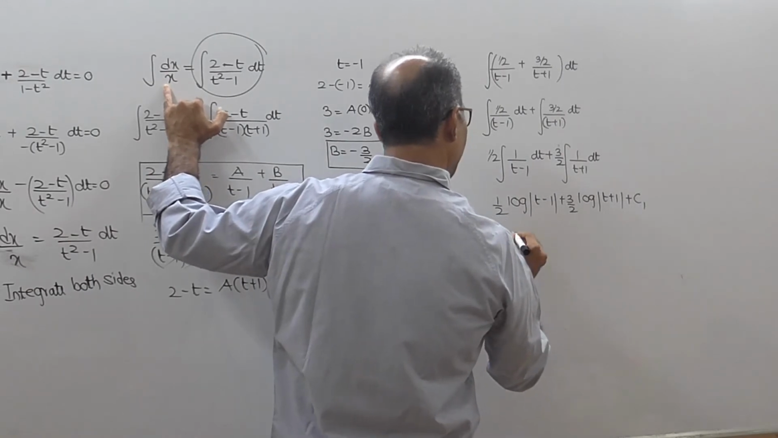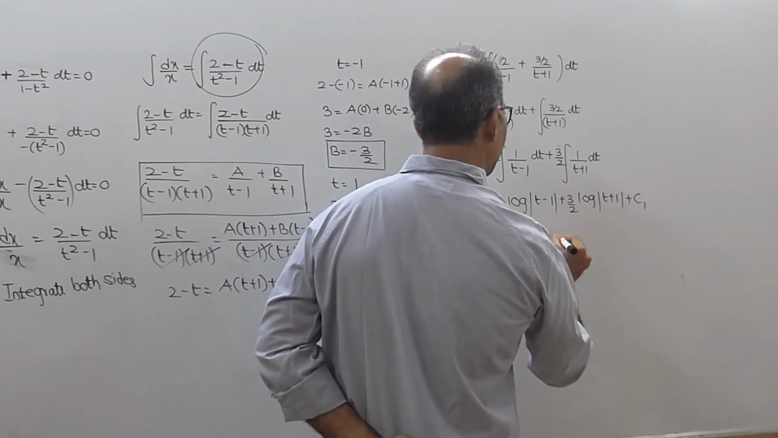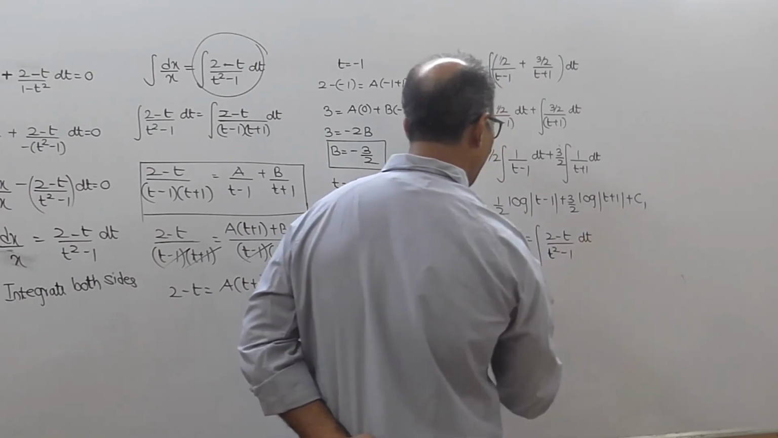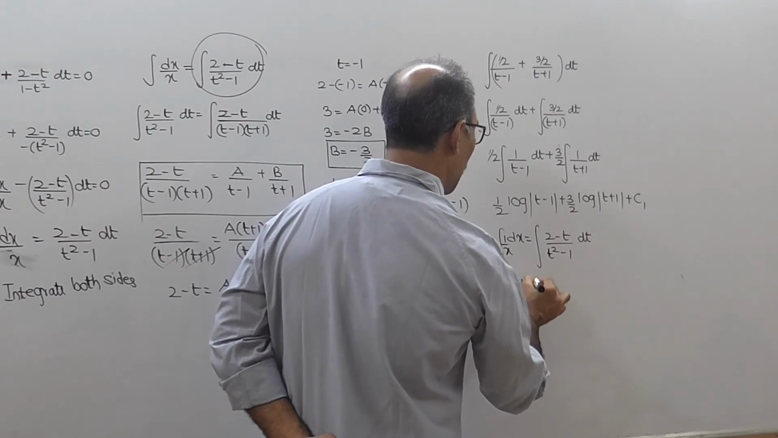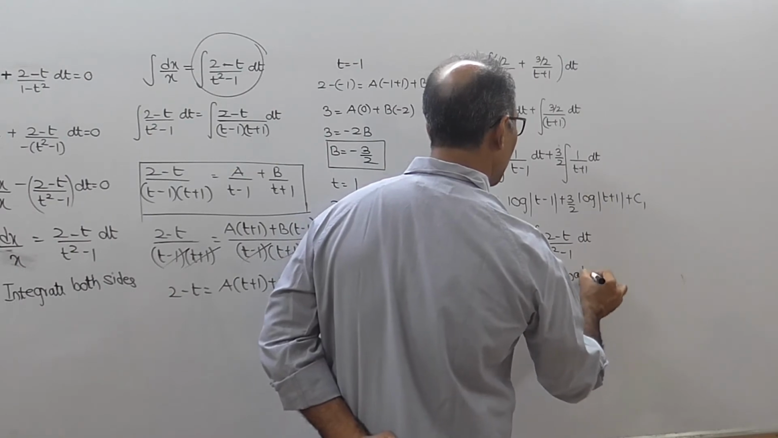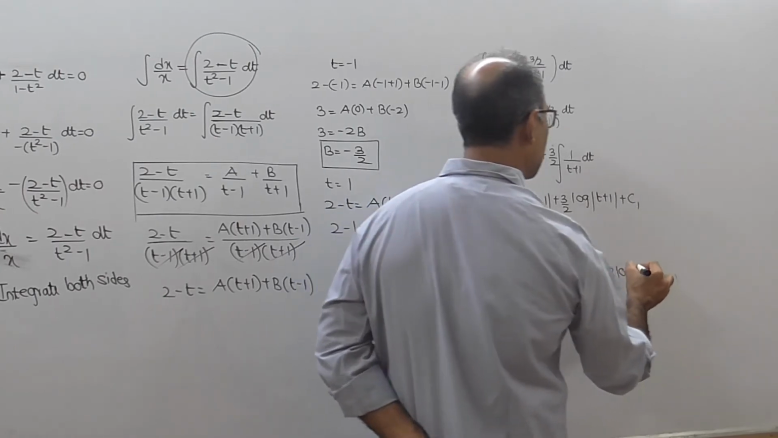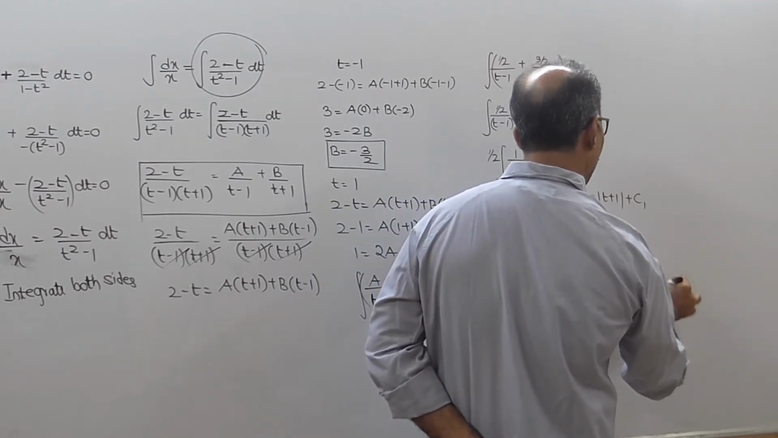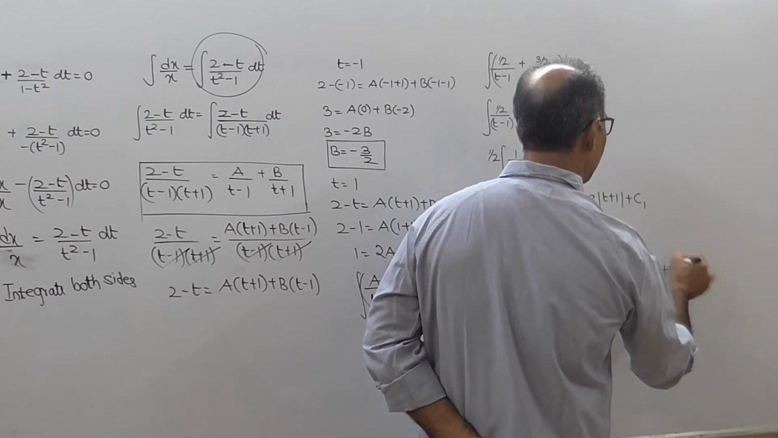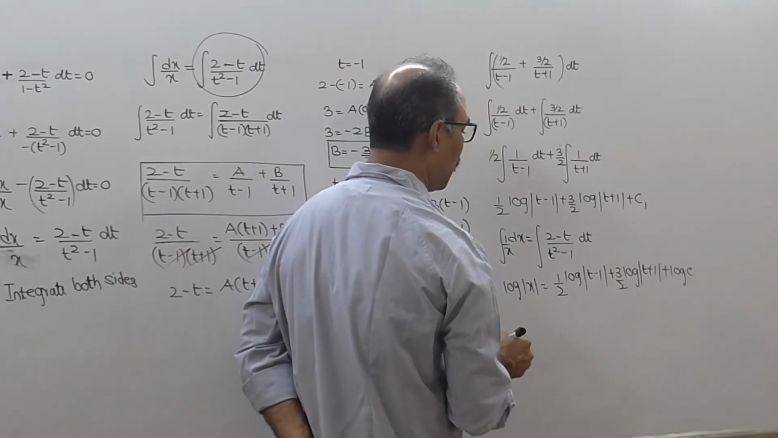Now we will start from here. We had to find the integration of 1 upon x dx, that is equal to integration 2 minus t square minus 1 dt. Integration of 1 upon x is log modulus of x, and its integration you can copy from here: half log modulus t minus 1, 3 by 2 log modulus t plus 1. And since all the terms are having log, I think we can write it as plus log c. Instead of writing c1 or c, we can write it as log c because all the terms are having logarithm.